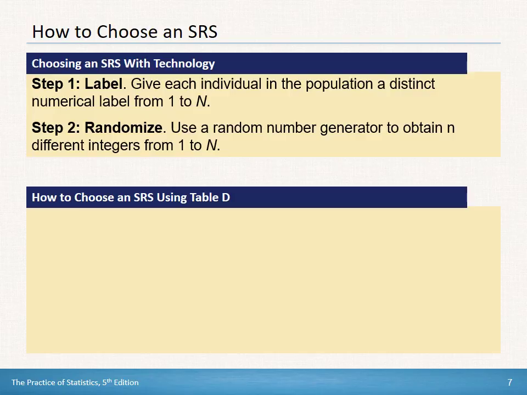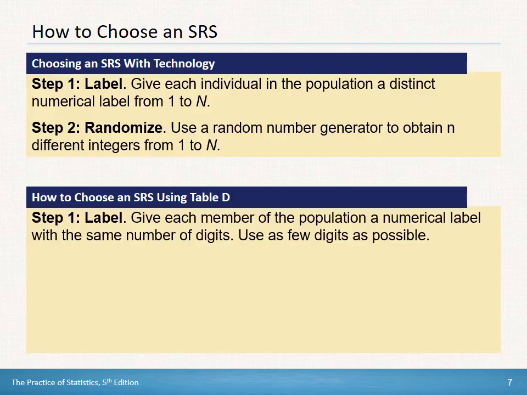So that means if you've picked number 27 and you get number 27 again, your calculator will repeat sometimes, so you have to just skip over that. That's something you have to keep in mind. We don't want to repeat the person or the object or the animal. If you are using a table, you're still going to label each one with a number, but they all have to have the same number of digits.